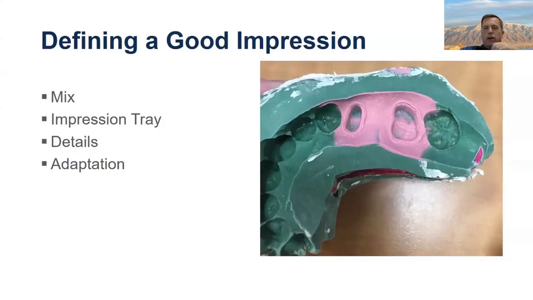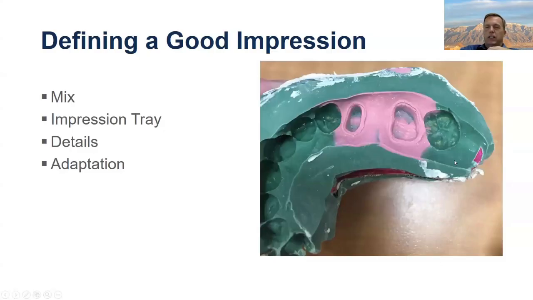And then we want to think about adaptation. Of course, we think of adaptation to the preparation, which is really good in this case. We also want adaptation between the wash and the base. We don't want to see a line here or something like that, because that is inaccurate if this hasn't flowed out perfectly. We also want to see, you'll see an impression later on where there's a gap between the tray and the impression material. And we don't want to see that.